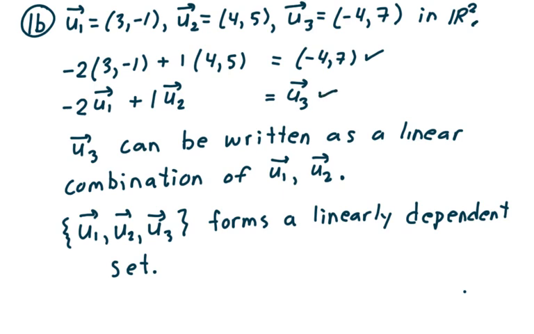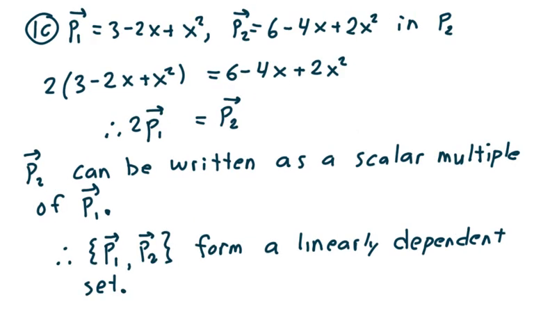And so u3 can be written as a linear combination of vectors u1 and u2. And so therefore, the set containing the vectors u1, u2, and u3 form a linearly dependent set. And that's how you do problem number 1b. Let's take a look at 1c.